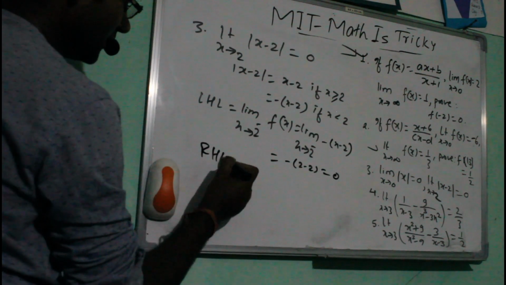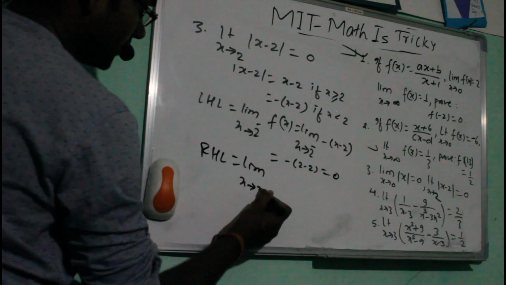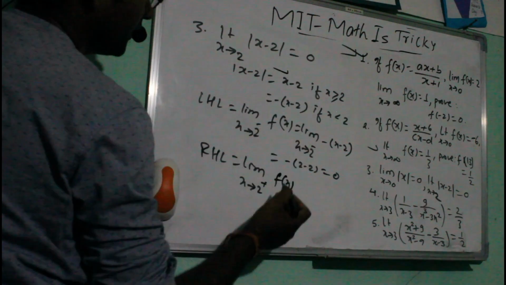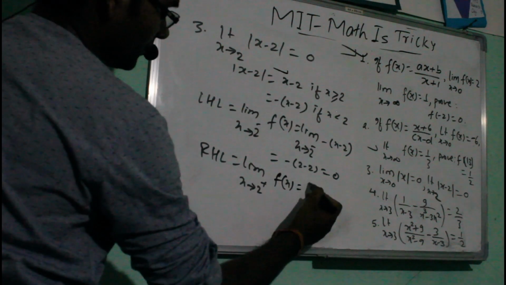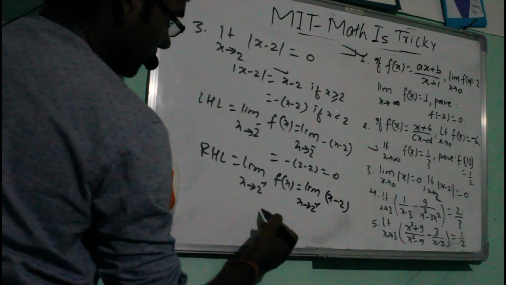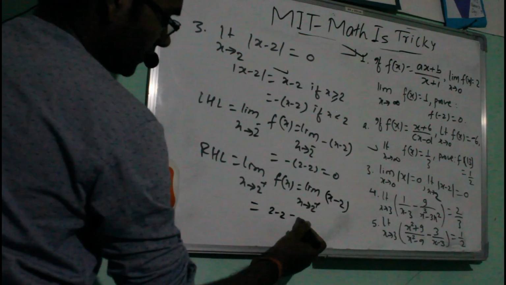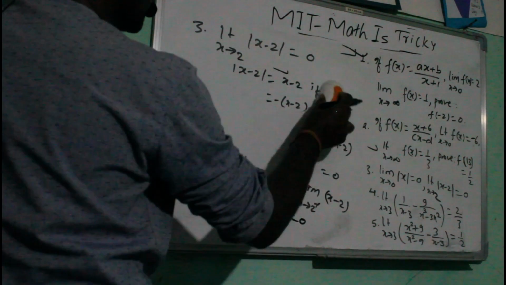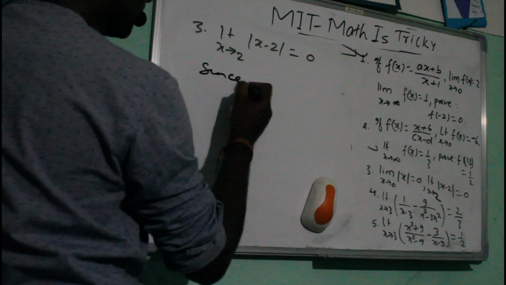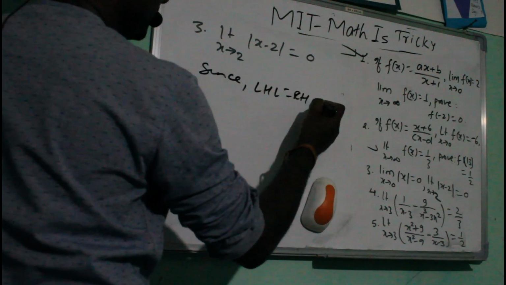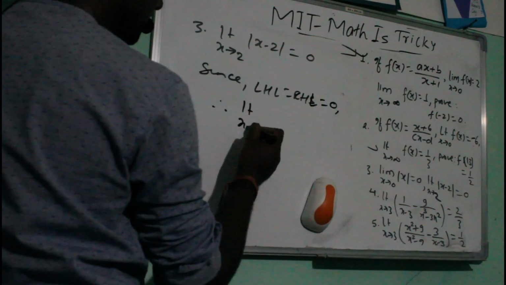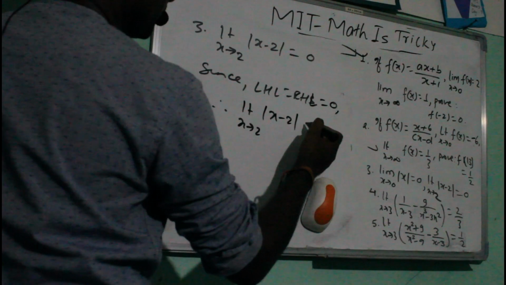For right hand limit, let's see here, limit x tends to 2 plus and then f(x). So now we will take the value which is defined for greater value of x than 2, so it is simply limit x tends to 2 plus, x minus 2. If we put here x equals 2, 2 minus 2 equals 0. So that means left hand limit and right hand limit are 0 in this case. So since left hand limit equals right hand limit equals 0, we can write here limit x tends to 2 modulus of x minus 2 equals 0.